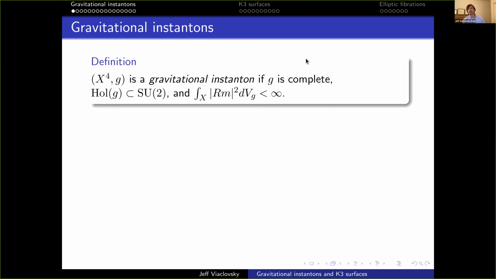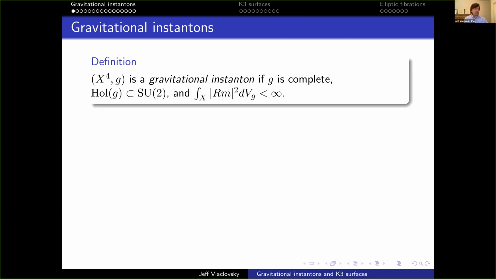Okay, so I'll start with the first half of this talk, which will be about examples. I'm going to talk about gravitational instantons, and I'll just start with the definition. So I'm on a real four-dimensional manifold with a Riemannian metric G. I'll call it a gravitational instanton if the metric is complete, if the holonomy is contained in SU2, and the L2 norm of the curvature is finite.